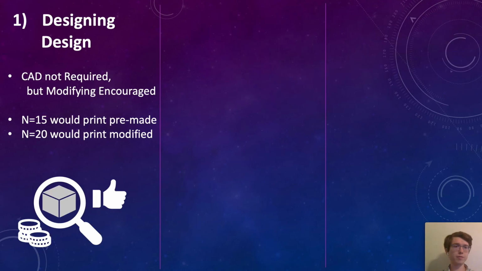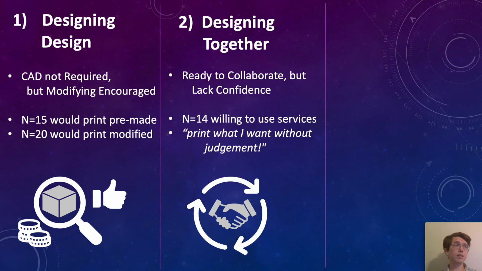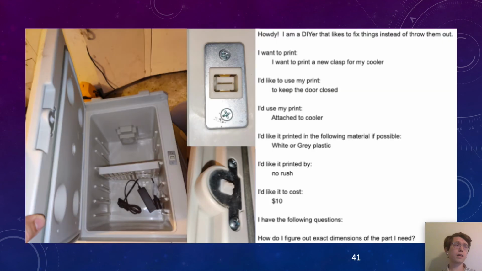So with the 3 levels, for design, CAD is not required. Many users say, okay, I don't need CAD to 3D print, but they still sort of want to be able to modify designs they see. With designing together, users want to collaborate, but sometimes lack the confidence to talk with the services themselves. But they say online services are nice because they can print what they want without judgment. And we saw different ways of communicating with services, where some users say, okay, this is a picture of my broken cooler, how do I fix it with a 3D print? And the service is able to respond saying, okay, this is how you design and test something for this purpose.